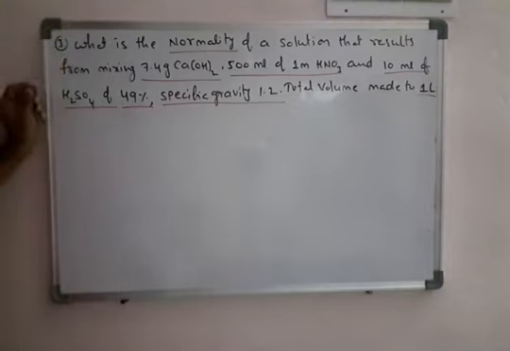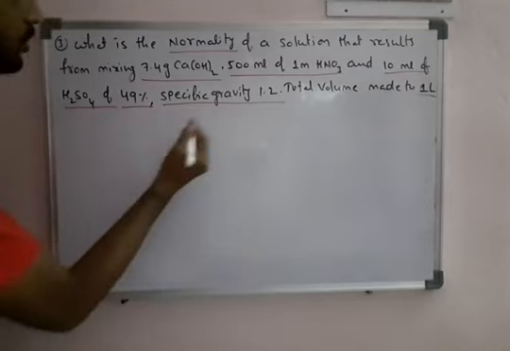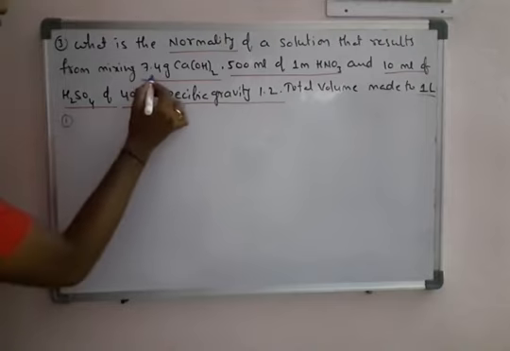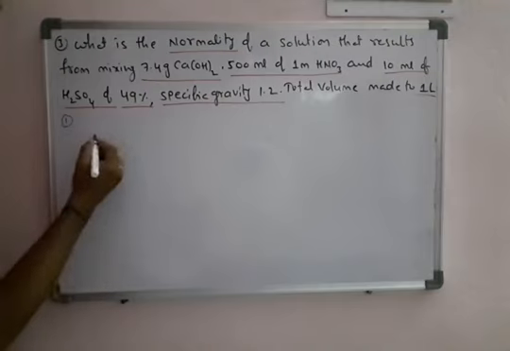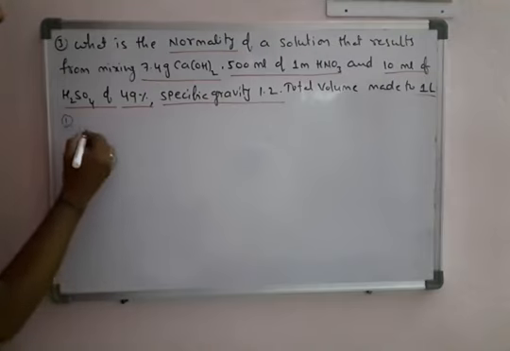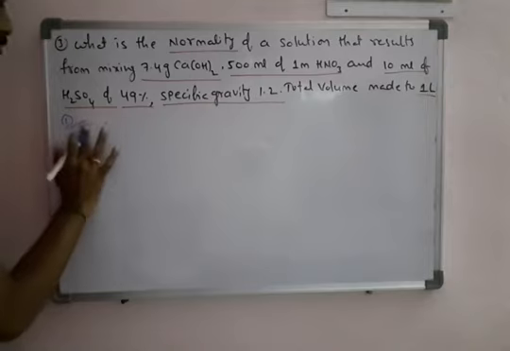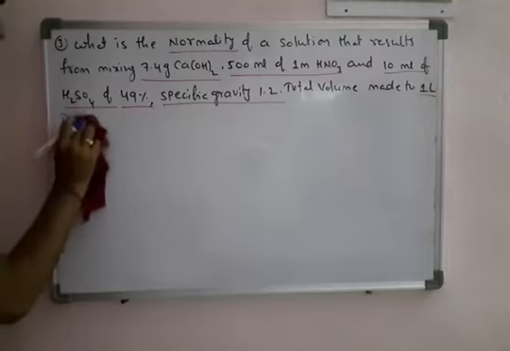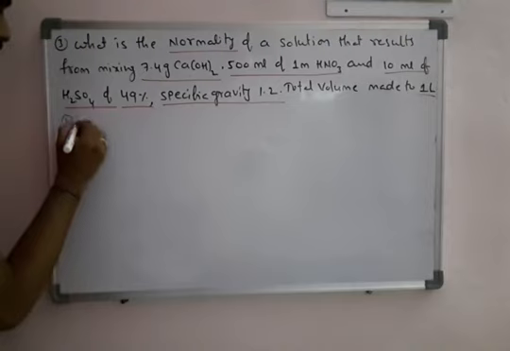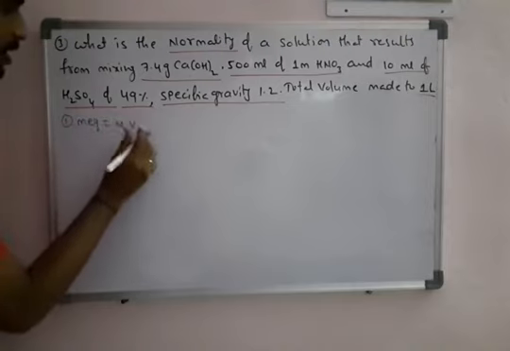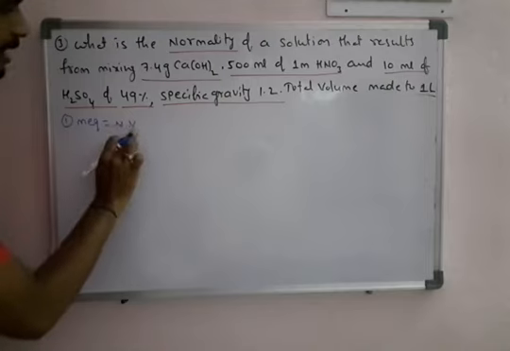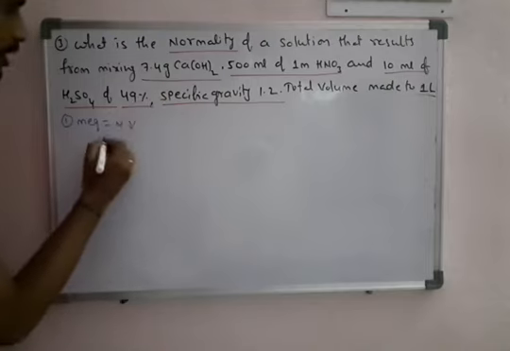Since we finally need normality, we should take milli equivalents from the starting. See the first solution. So what is the first solution? 7.4 grams of calcium hydroxide. So what are the milli equivalents? Milli equivalents means, we know that, milli equivalents are always equal to N1V1, N into V.